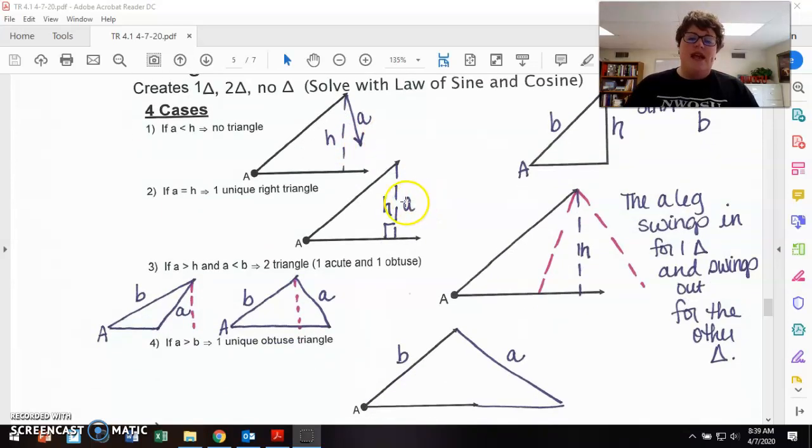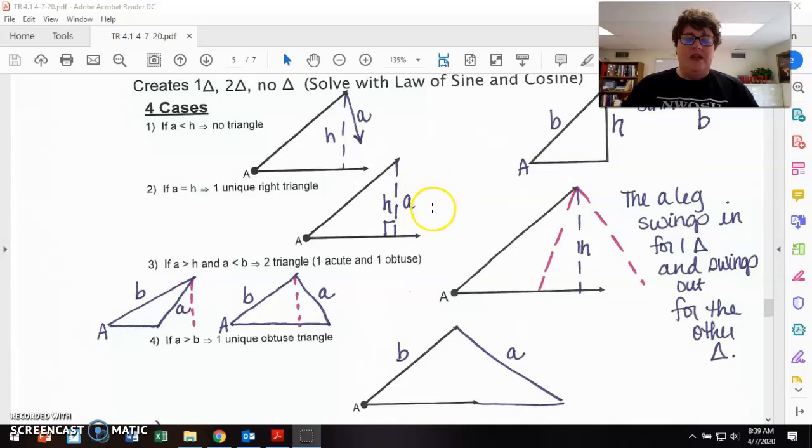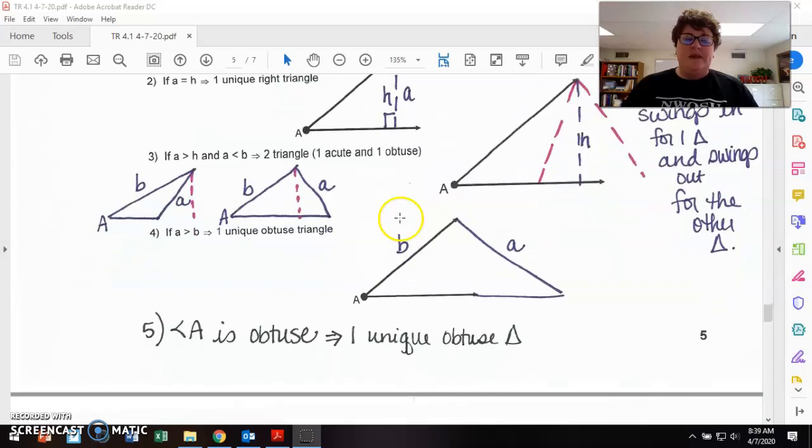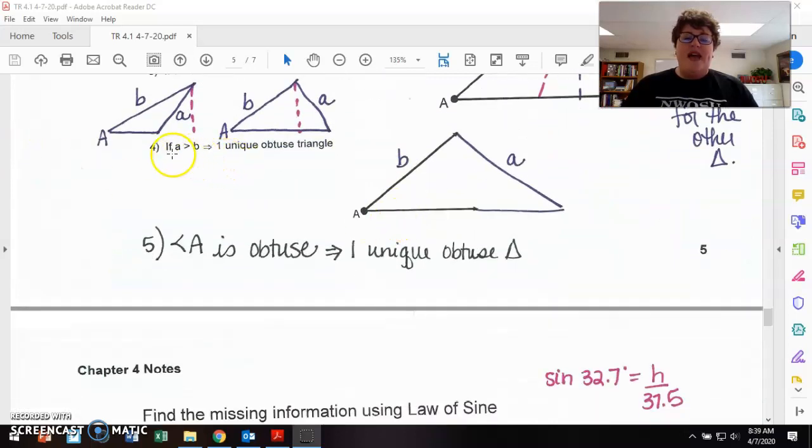If A is equal to H, I have 2 unique triangles. Or excuse me. If A is equal to H, I have 1 unique right triangle. Sorry, my mind was ahead. Case number 3 is our ambiguous case, and I'm going to come back to that. Case number 4, if A is greater than B. So if my hanging side right here is greater than my included side, that means I'm going to have 1 unique obtuse triangle.